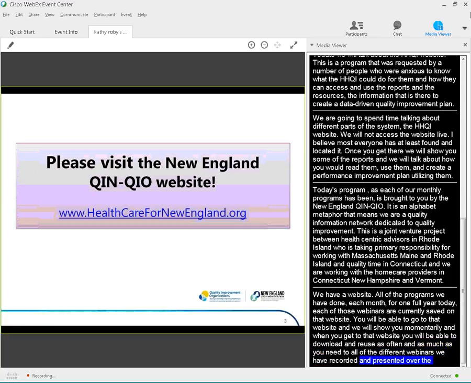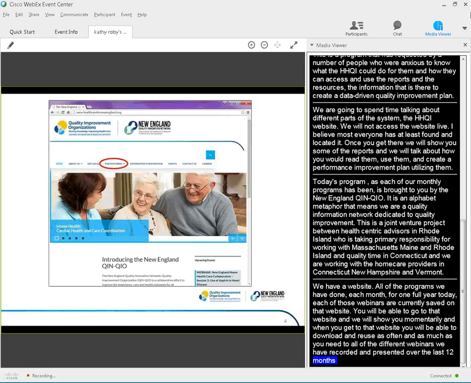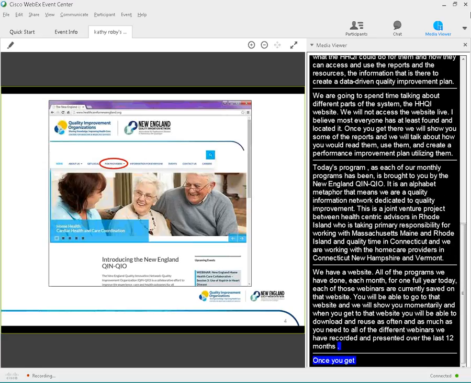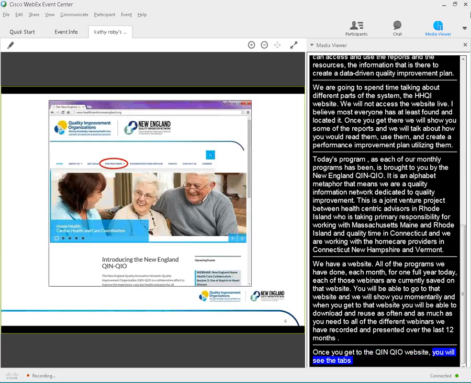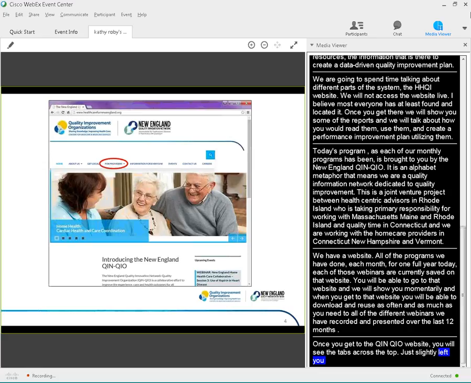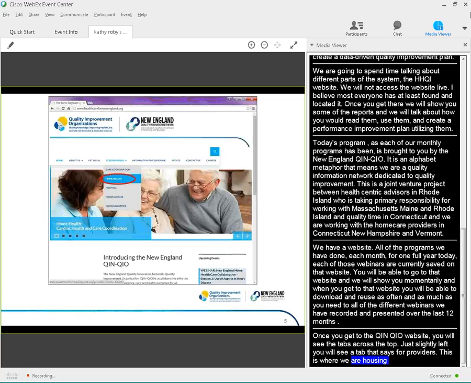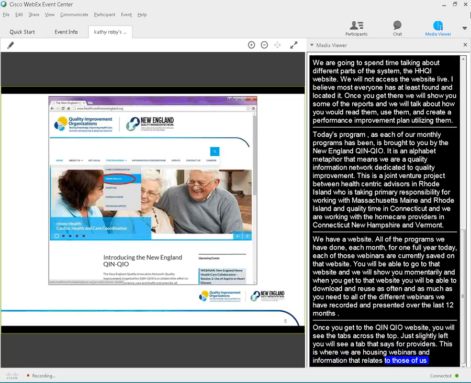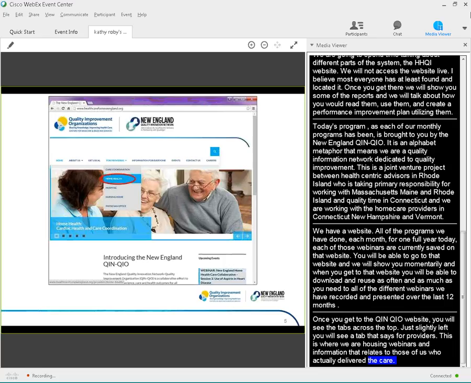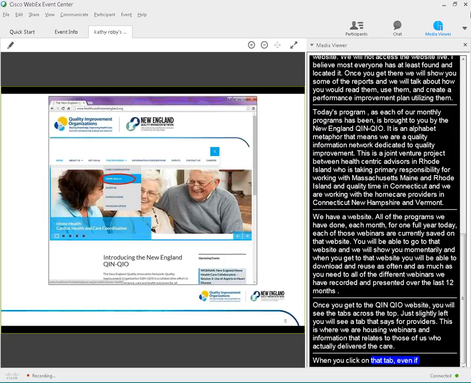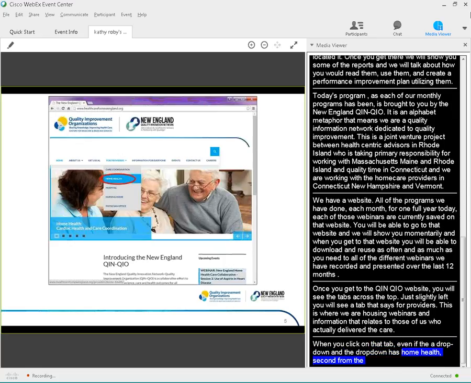So once you get to the QIN-QIO website, you're going to see the tabs across the top. Just slightly left of center, you'll see a tab that says For Providers. This is where we are housing webinars and all the other information that relates to those of us who actually deliver the care. When you click on that tab, you're going to see a drop-down, and the drop-down has Home Health, second from the top. We're moving up in the world. Notice that we're above the hospital and nursing home people. It's a nice place to be.